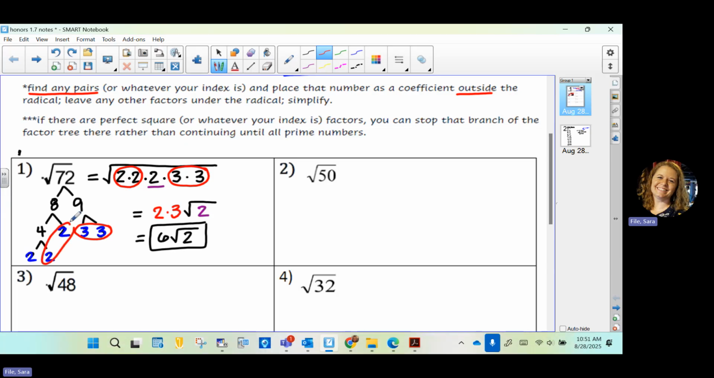That could be a pair of 2s. It doesn't matter as long as there's 2 of them. They don't have to be side by side to be a pair. Do you get that? Okay.